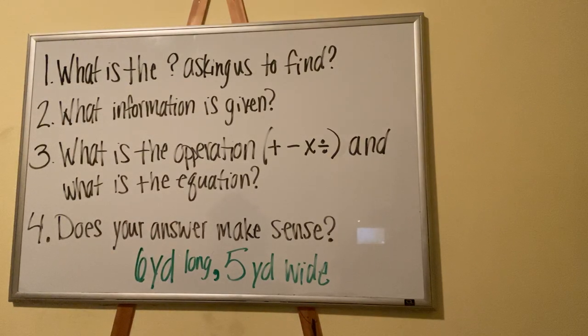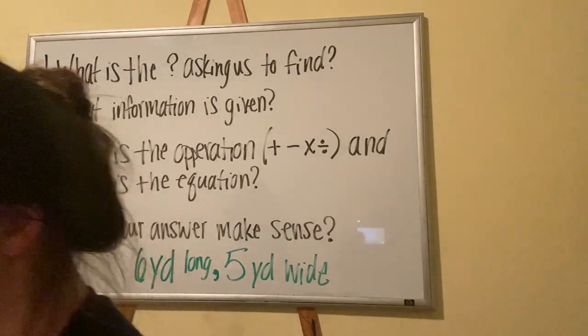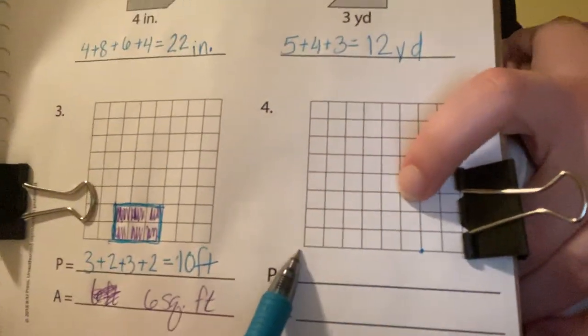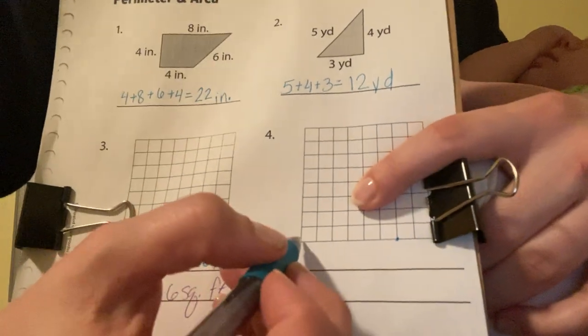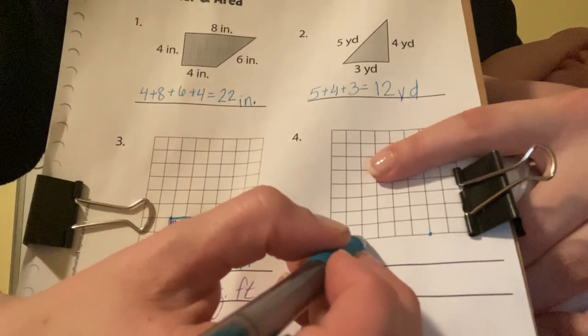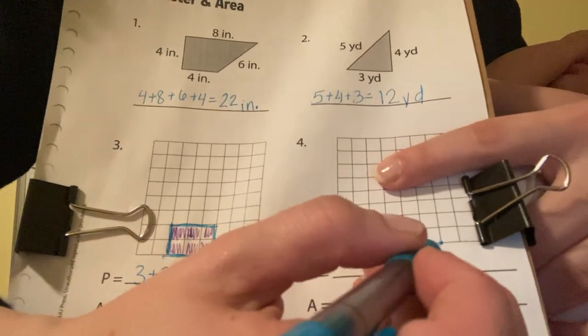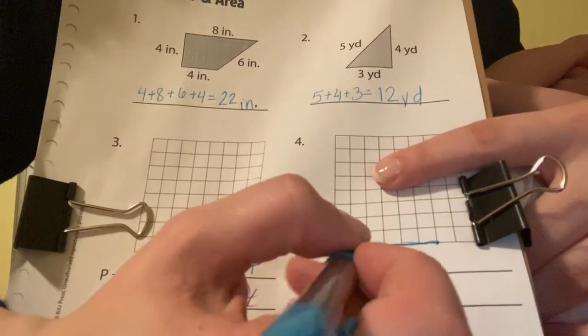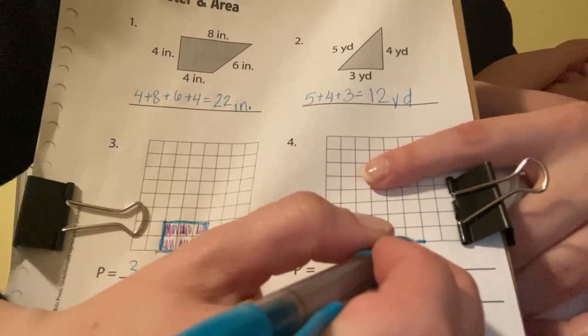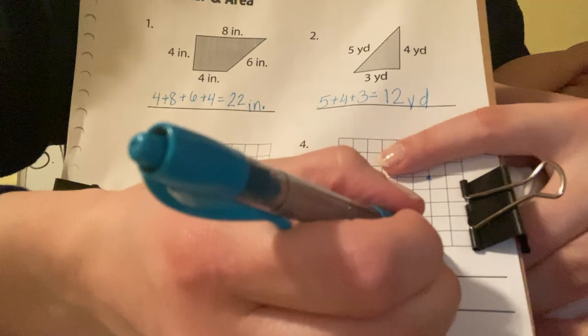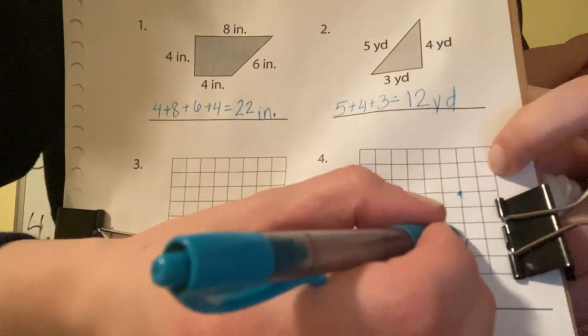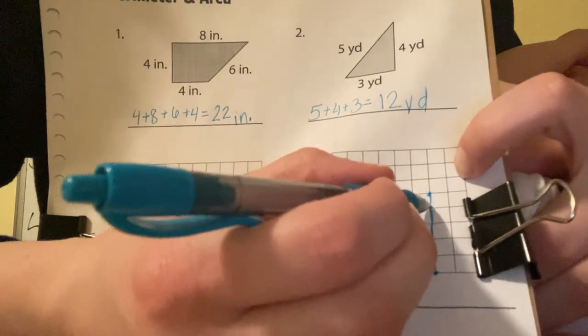6 yards long, 1, 2, 3, 4, 5, 6. And then 5 yards wide, 1, 2, 3, 4, 5. So here's how I'm doing mine. 6 yards long. I'm starting in the corner this time. You don't have to, but I'm going to. Long. 1, 2, 3, 4, 5, 6. I'm gonna make mine bigger so you can see. 6 yards long and 5 yards wide. 1, 2, 3, 4, 5.